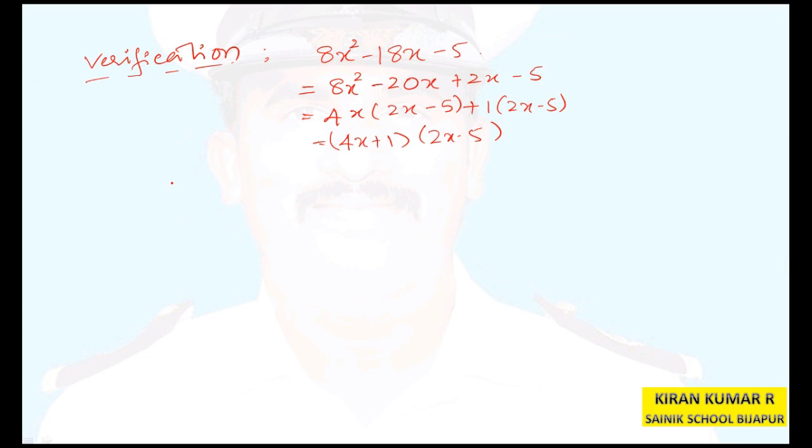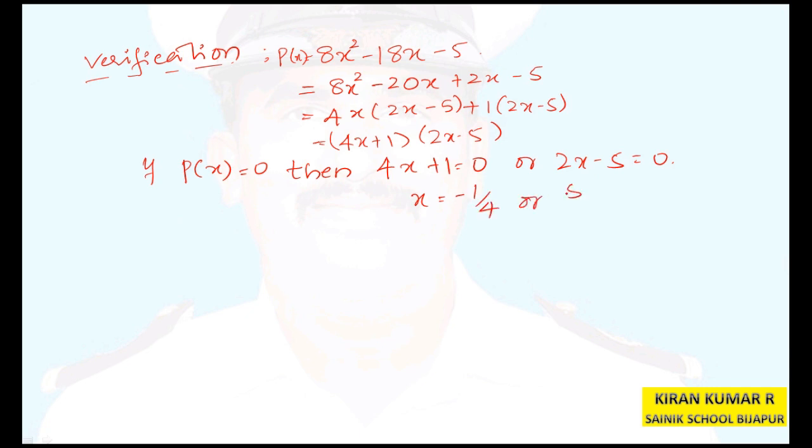If you equate it to 0, if you consider this as a polynomial, say p of x, if p of x equals 0, then either 4x plus 1 should be 0 or else 2x minus 5 will be 0. Then only the product will become 0. So the x value is minus 1 by 4 or plus 5 by 2. So we got the roots as minus 1 by 4 and 5 by 2. So our method is correct.